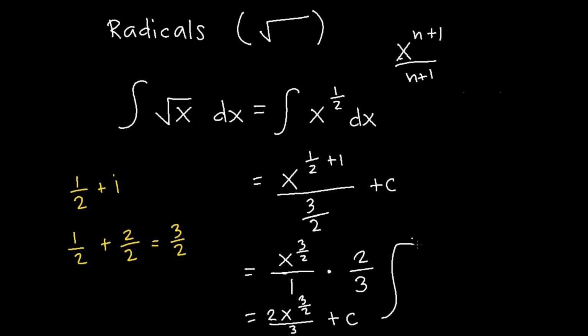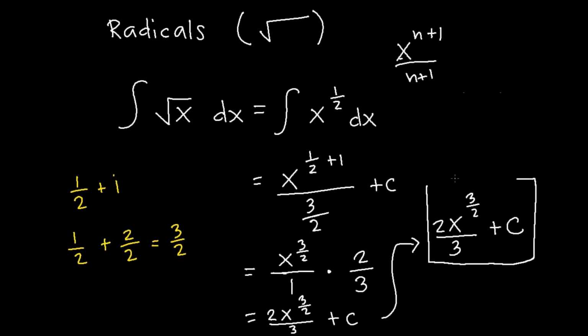So wait, i-rewrite nato. 2x raised to the power of 3 over 2 over 3 plus c. So mao na din imong final answer. So kani diri nga part imong gi-reciprocal. Tapos ang first step is, balik ko na to.